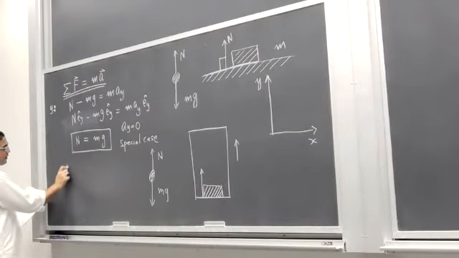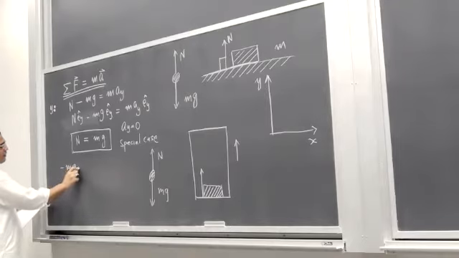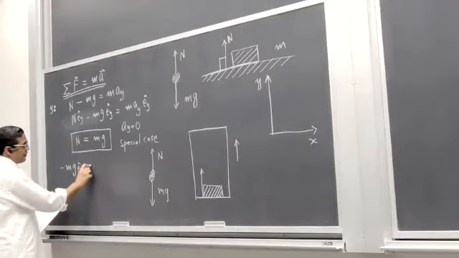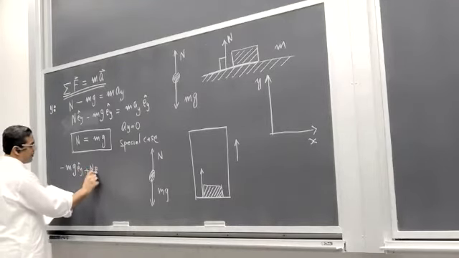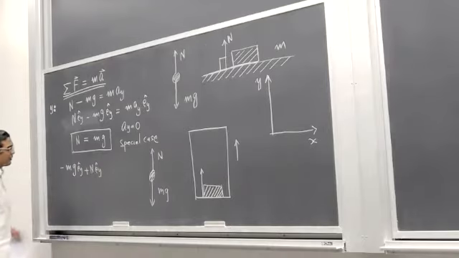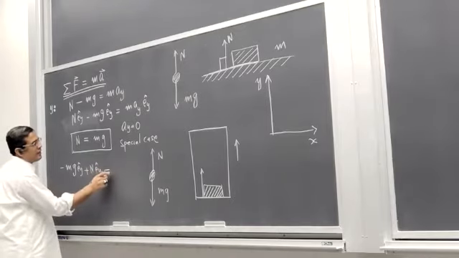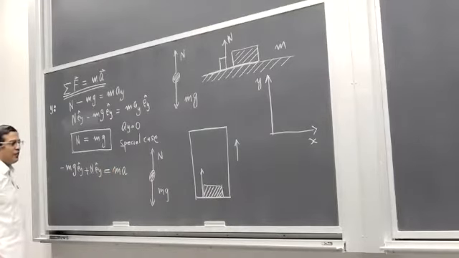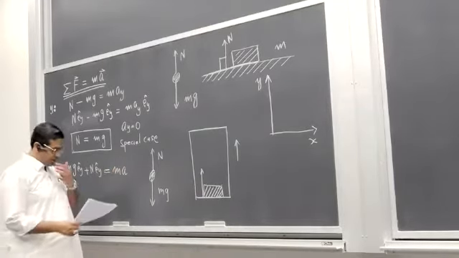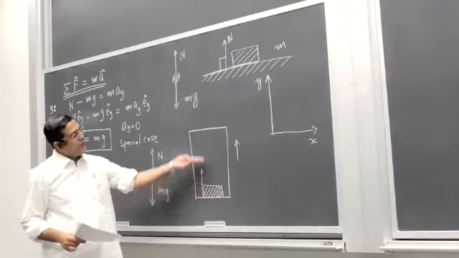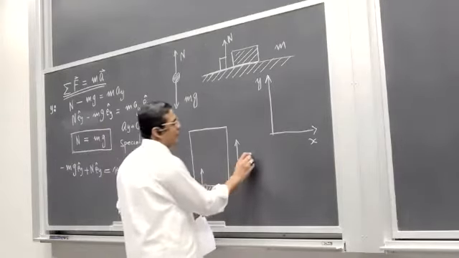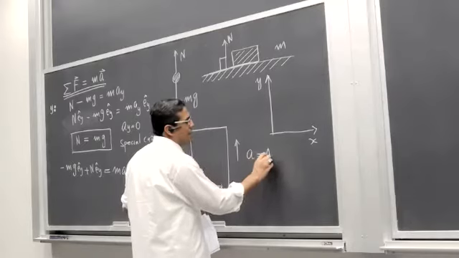So, the weight in the negative y unit vector plus N in the y unit vector. Okay. All the forces on the left side, and on the right side, mass times the acceleration of the block. Since the block is not moving with respect to the elevator, it has the same acceleration as the elevator. And let's say that the acceleration of the elevator is a particular value, capital A.